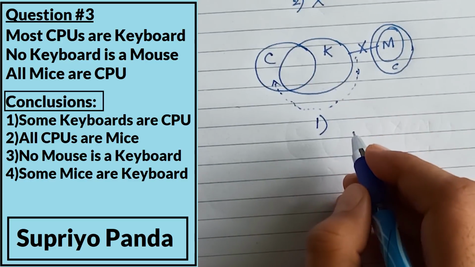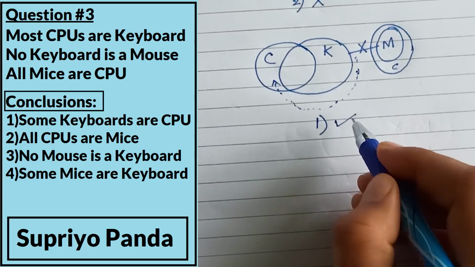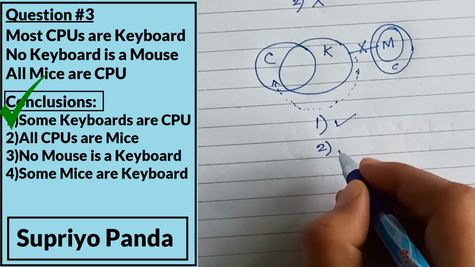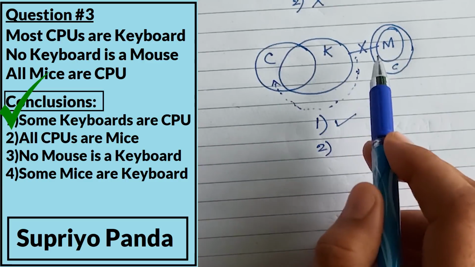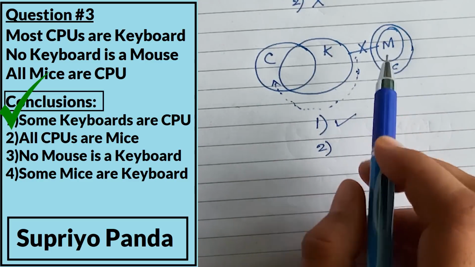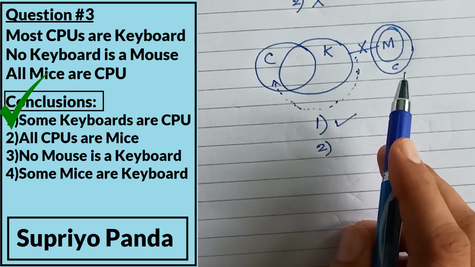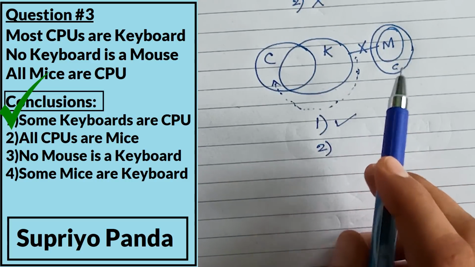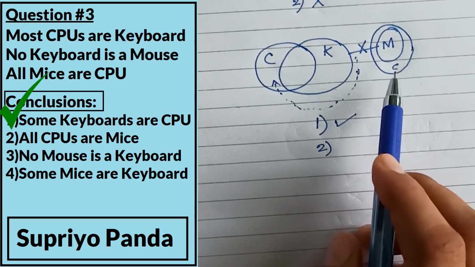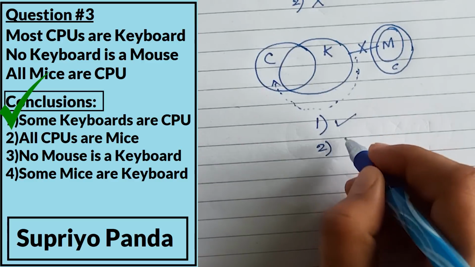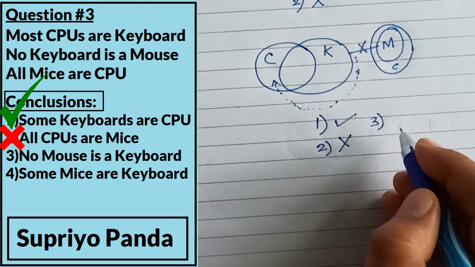So the first conclusion, some keyboards are CPU. This is definitely correct. So this is the correct conclusion. The second one, all CPUs are mice. Now, can all the CPUs be mice? Is it actually possible? There is a possibility for this kind of thing happening, but this is a definite statement, right? All CPUs are mice. You cannot actually conclude a definite statement because some CPUs might not be mice. So all CPUs are mice, this is not correct.